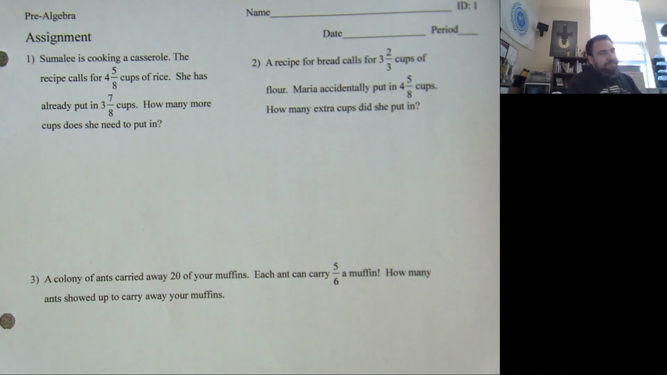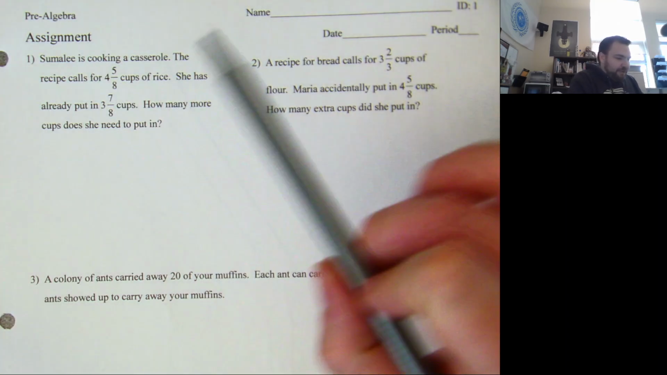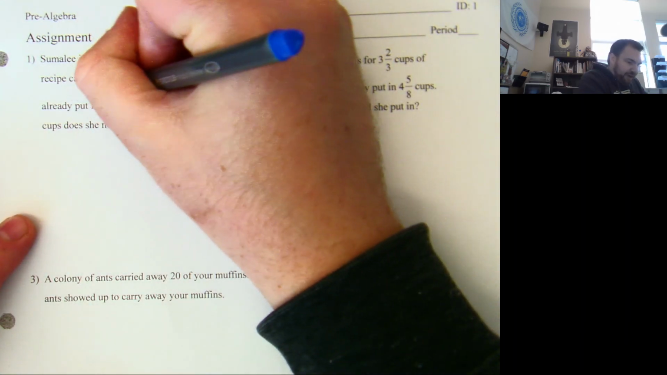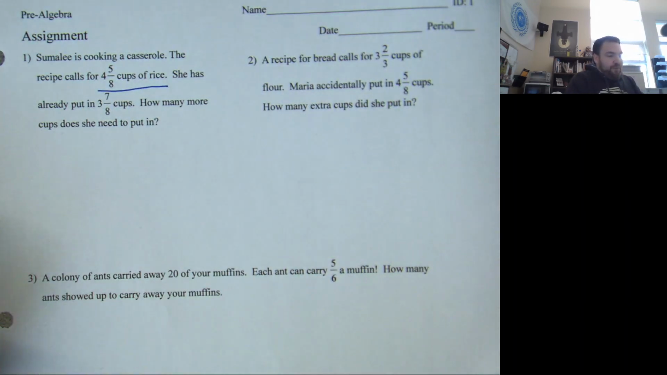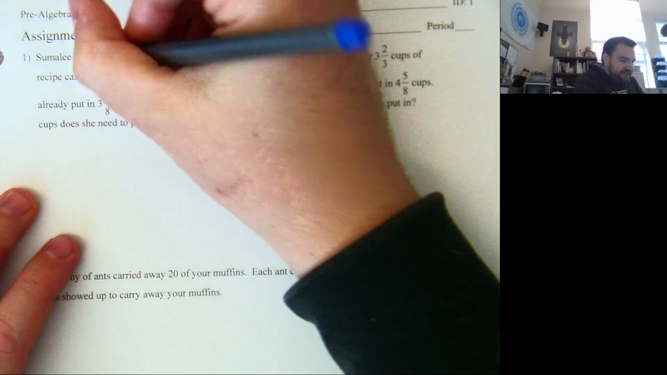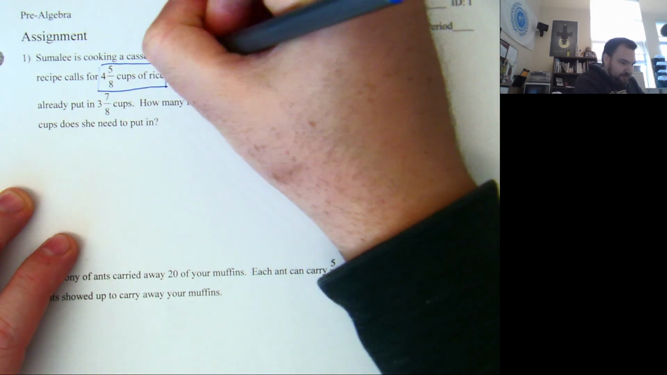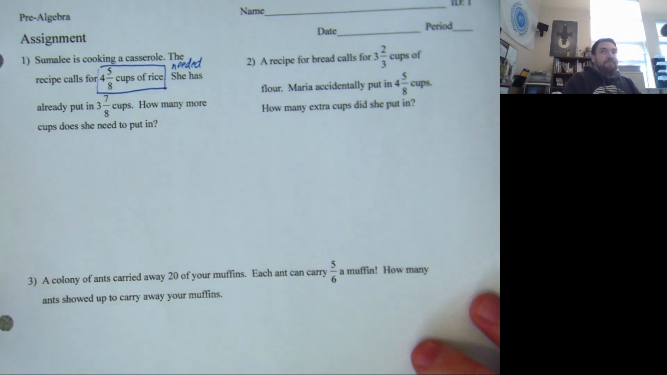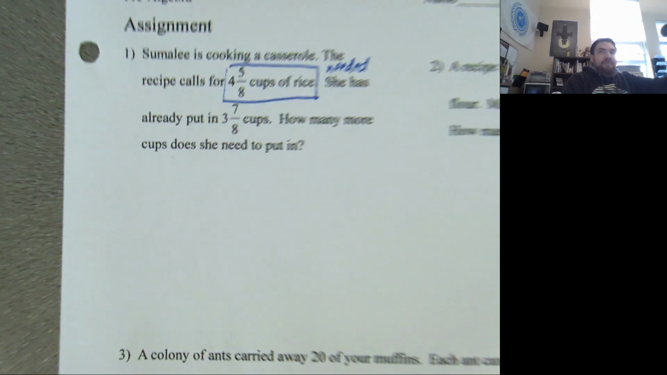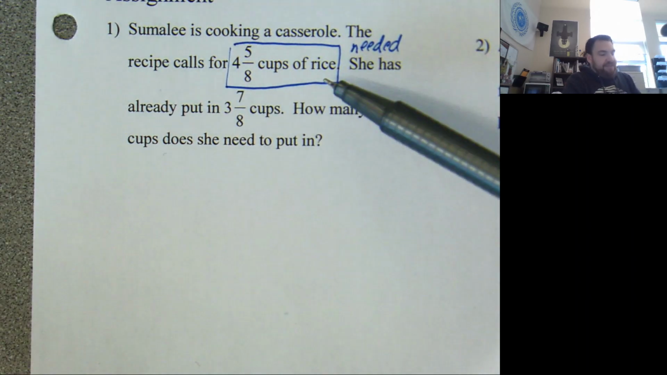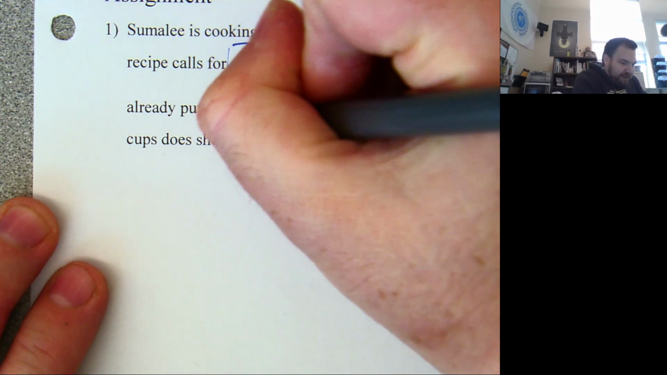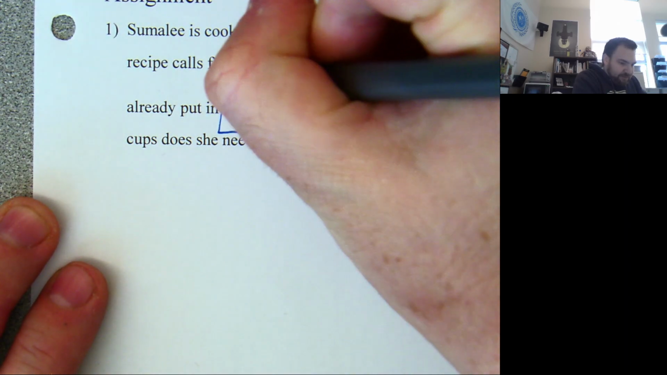Which is similar. So we've got someone making a casserole. The recipe called for this much rice. So if the recipe calls for this, this is how much is needed. I'm just trying to break this question down a little bit. You need this much rice because that's what the recipe demands, and you've put in this much rice.